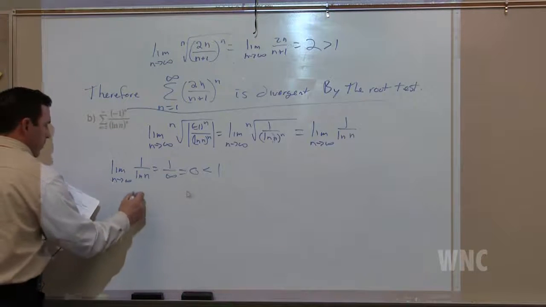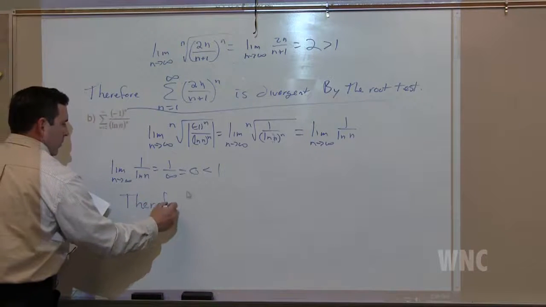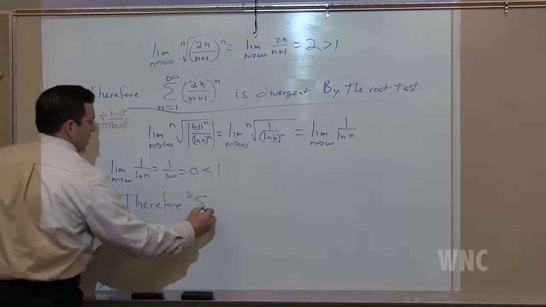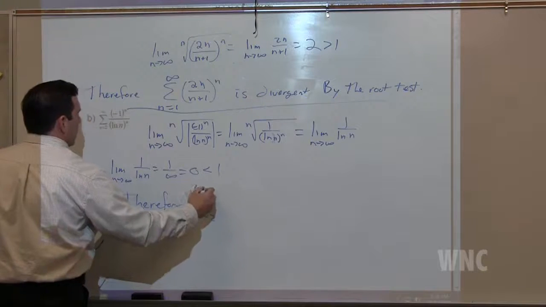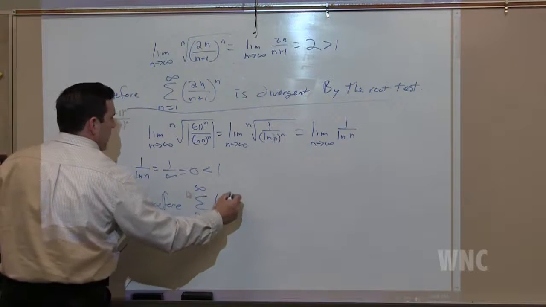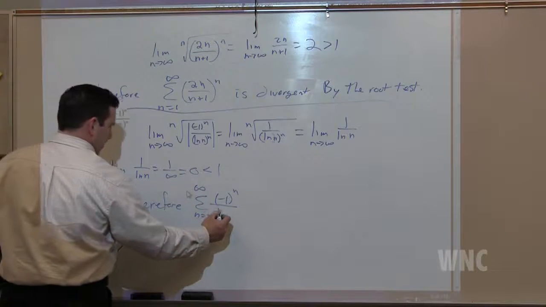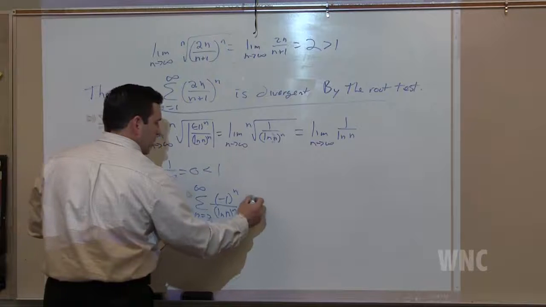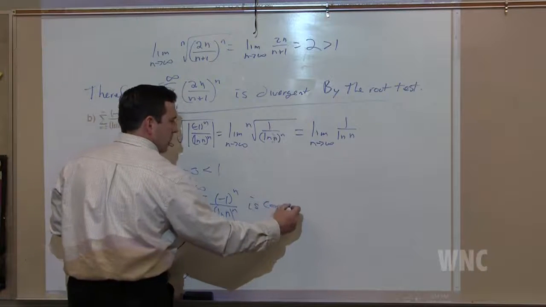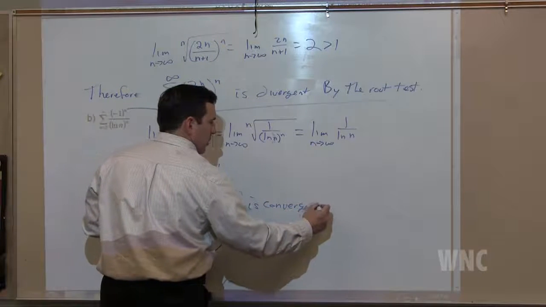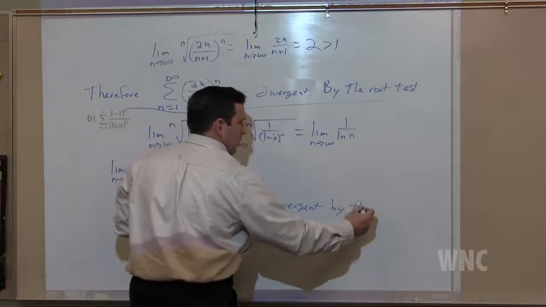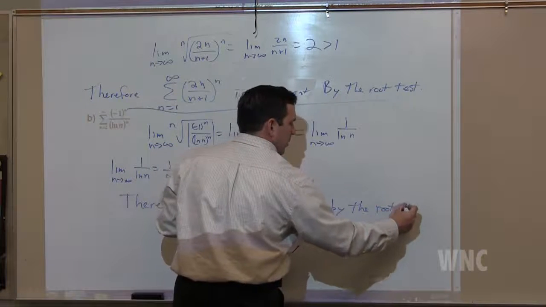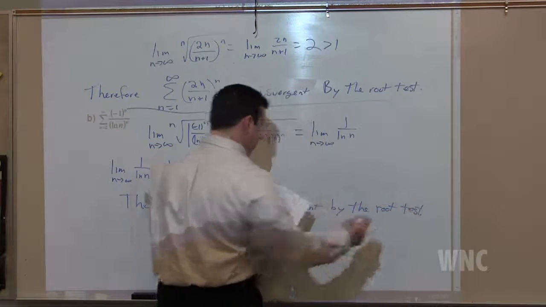So the sum n goes from 2 to infinity of negative 1 to the n over natural log of n to the n is convergent by the root test. And that's it.